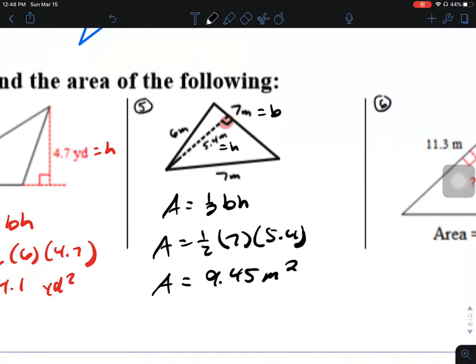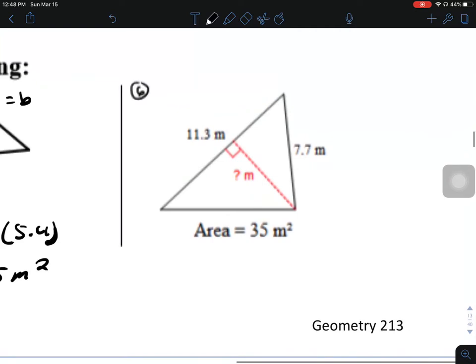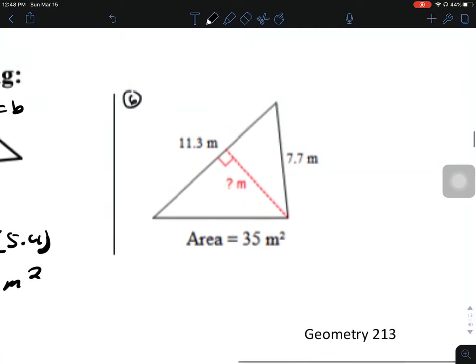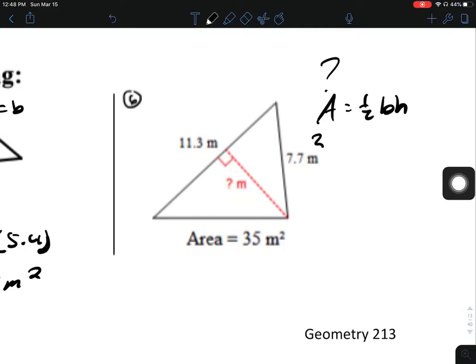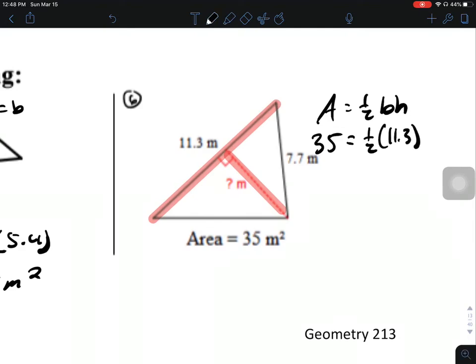Number 6. Oh, we don't know the height. That's what we're trying to find. We know the area. Area is 1/2 base times height. Do we know the area? Yep, it's 35. Do we know the base? Well, if we're trying to find this height, then the base has to be what's perpendicular to it. So that would be the 11.3. And we don't know the height. That's what we're trying to find.